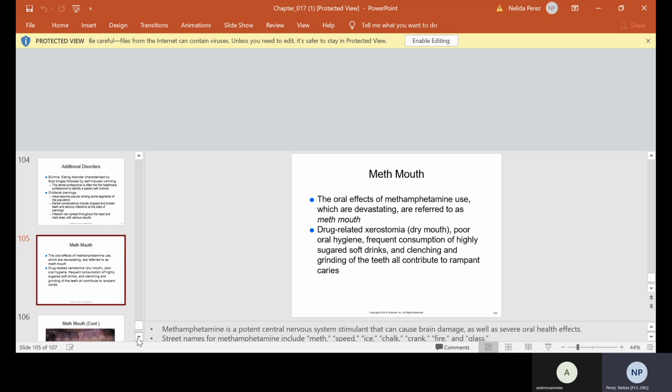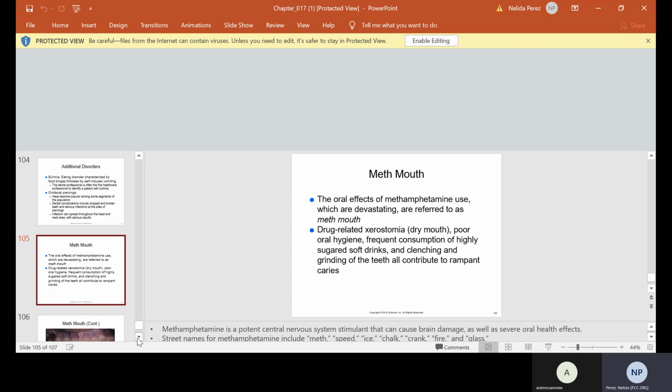Then you have meth mouth. The oral effects of methamphetamine use, which are devastating, are referred to as meth mouth. Drug-related xerostomia, which is the dry mouth, poor oral hygiene, frequent consumption of highly sugared soft drinks, and clenching and grinding of the teeth all contribute to rampant caries.